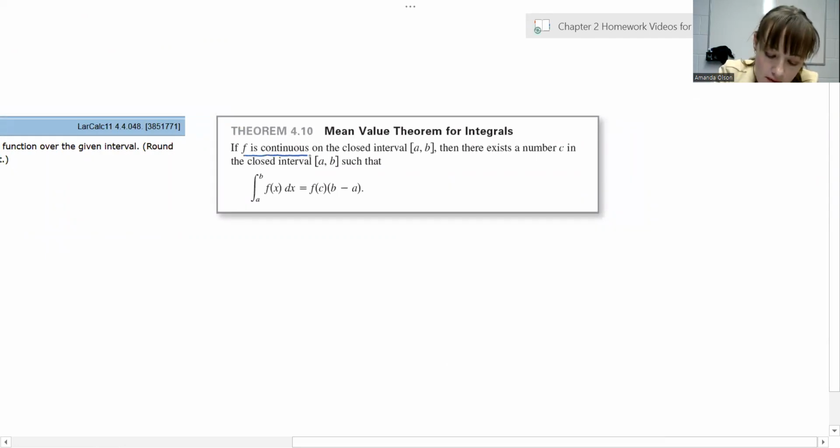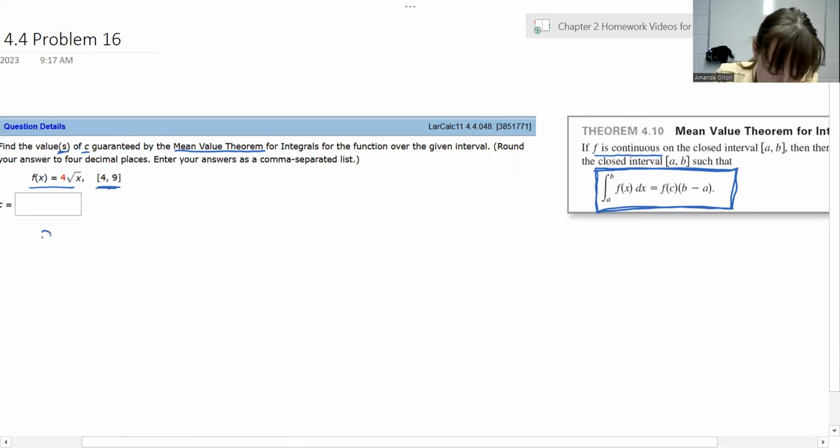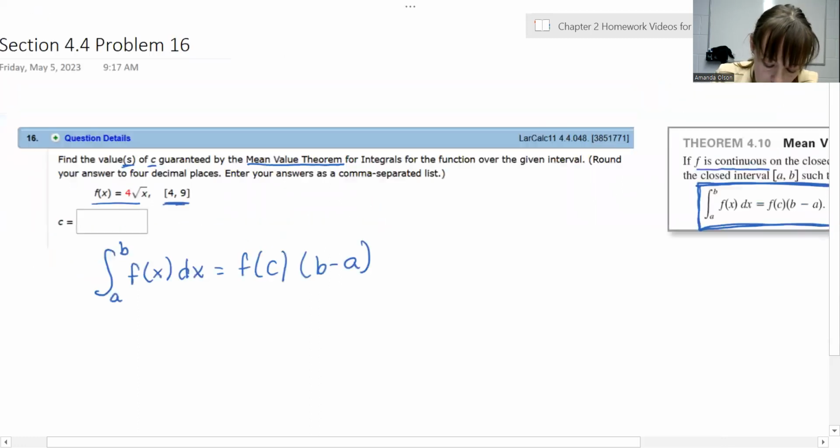It says that as long as f is continuous over a closed interval, then there exists a c in the closed interval that satisfies this equation. So this is really the equation that we want to solve for c. Let's go ahead and write that out. We have the integral from a to b of f of x dx equals f of c times b minus a.